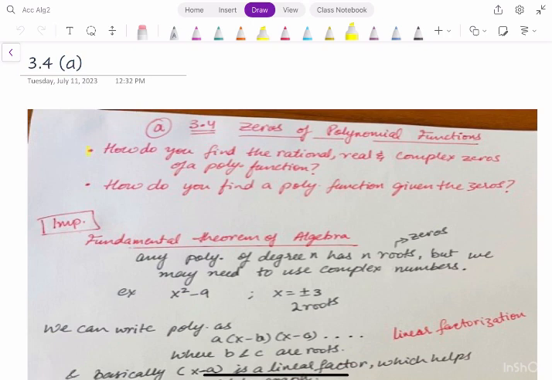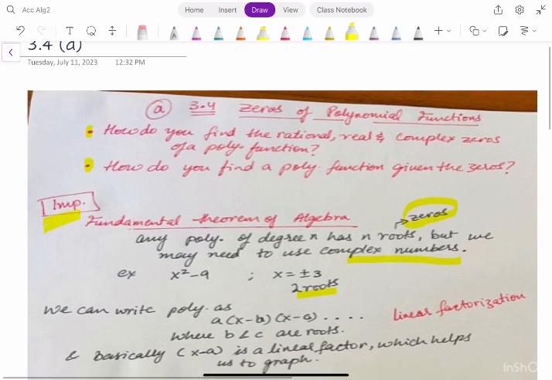So when we are talking about the fundamental theorem, we are saying any polynomial of degree n has n roots. Roots implies the zeros, but we may need to use complex numbers as well, right? For example, x squared minus 9, the roots are plus minus 3. We have two roots, right? So we have discussed the complex numbers earlier. We will discuss more about complex numbers in these notes as well.